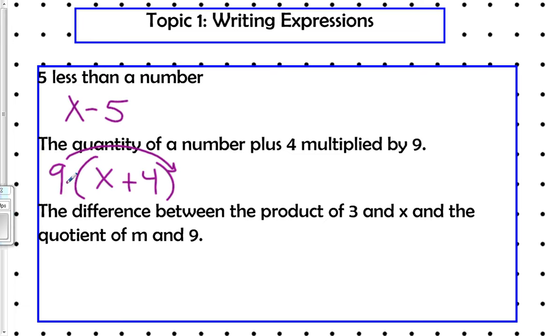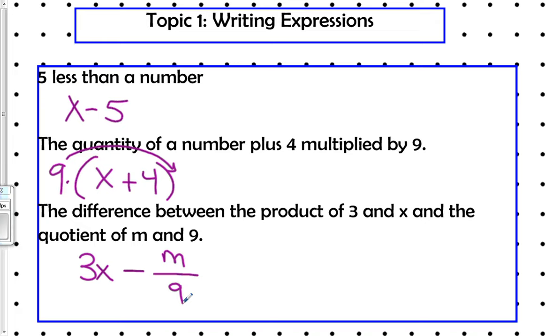The difference between the product of 3 and x, there's the product of 3 and x, and the quotient of m and 9. Well, it's the difference between, so my subtraction sign. The quotient of m and 9 is m over 9. You could also say m divided by 9 with a division sign, but we kind of stop using those when you get to 8th grade in Algebra 1.